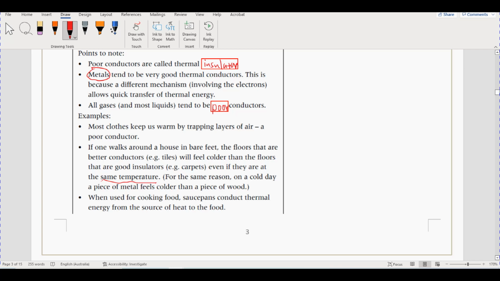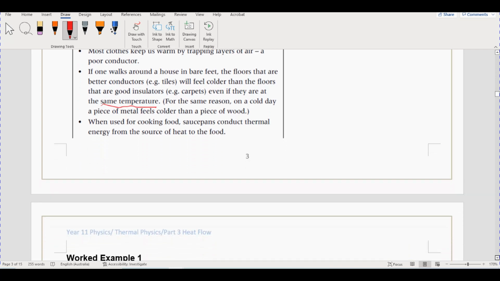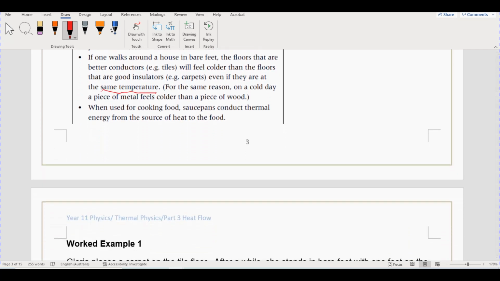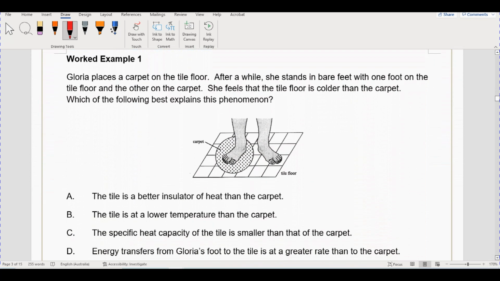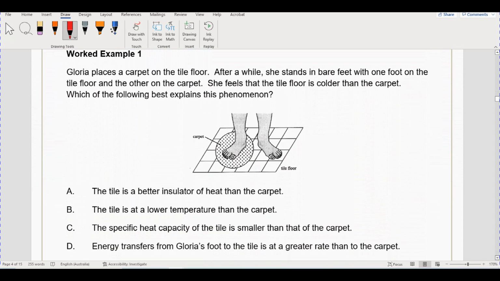The last one is for cooking. Saucepans conduct thermal energy through conduction. That's all good. So let's think about one example which I just mentioned. Gloria places a carpet on the tile floor. After a while, she stands in bare feet, as you can see from the figure, with one foot on the tile and the other one on the carpet.